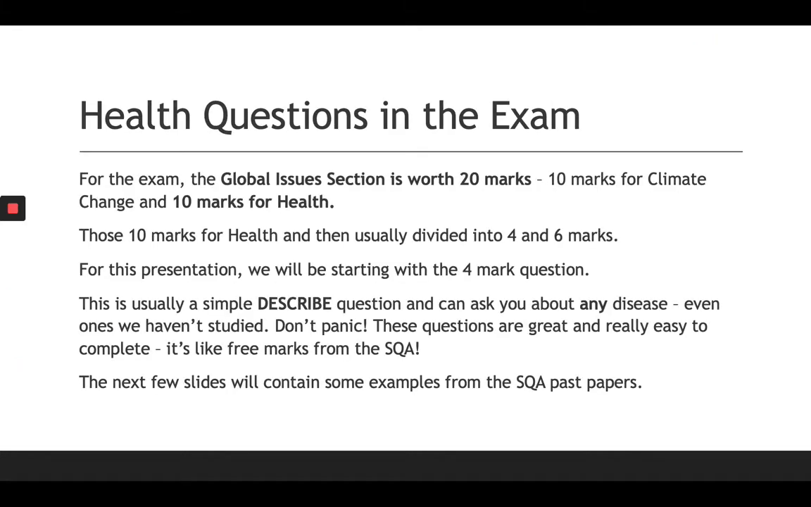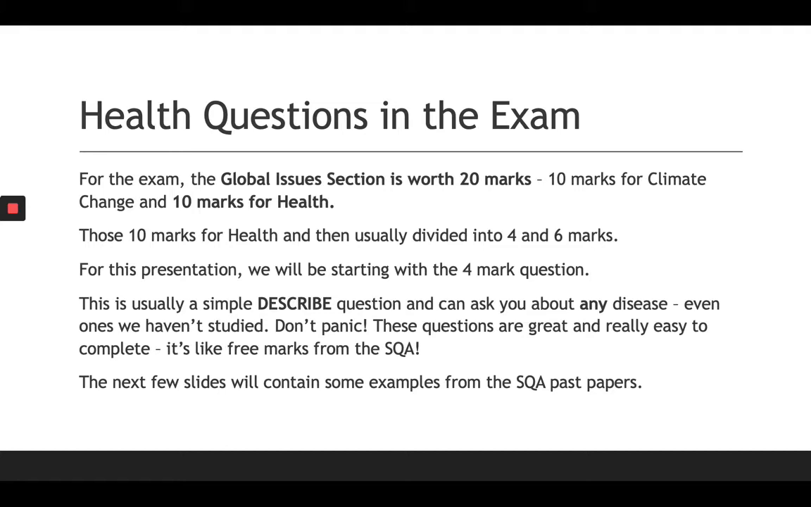So, for the health section, the global issues section altogether is worth 20 marks. So you get 10 marks for climate change and you get 10 marks for health. Okay, so really nice and easy. So the 10 markers are usually then divided up into 4 and 6 marks. And what we're going to be doing for this first wee part of the presentation is focusing on the nice, easy 4-mark question.